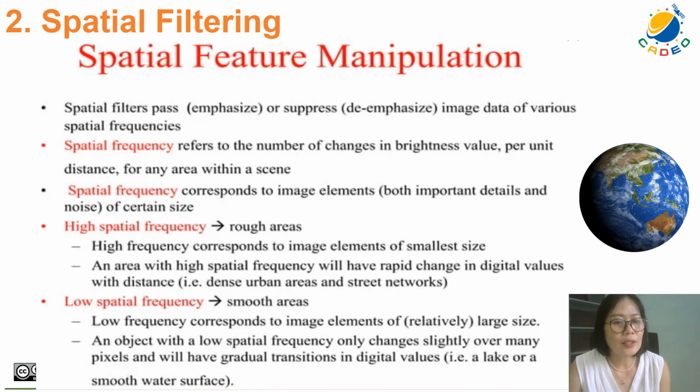And the second is low spatial frequency, which is used for smooth areas. The low frequency corresponds to image elements of relatively large size. An object with a low spatial frequency only changes slightly over many pixels and will have gradual transitions in digital values. For example, a lake or a smooth water surface.